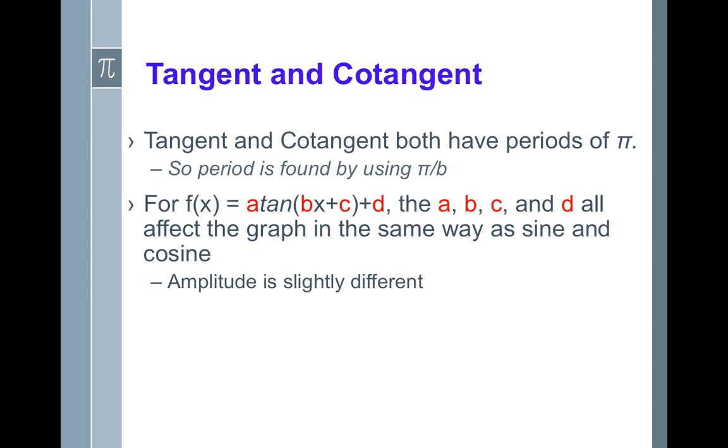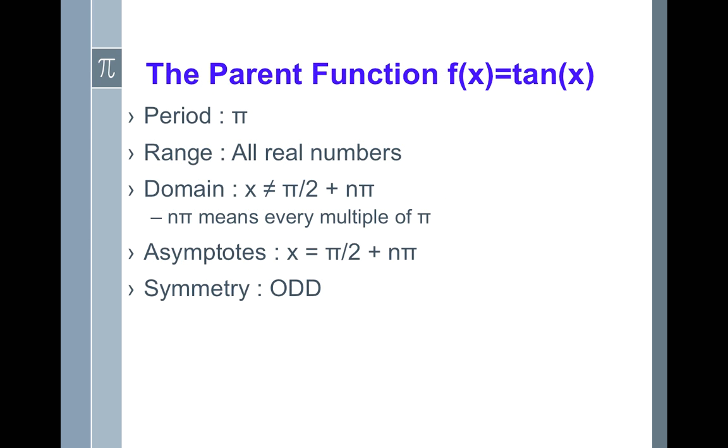So let's go ahead and look at tangent, the parent function itself. The period for tangent is pi. The range is all real numbers. And in fact, it kind of looks like a cubic, as you'll see here in a few minutes. The domain of this function is x cannot be pi halves and every multiple of pi afterwards. The pi in this expression represents every multiple of pi.